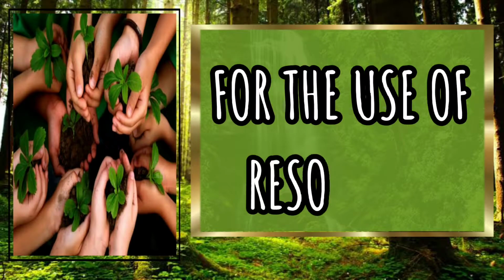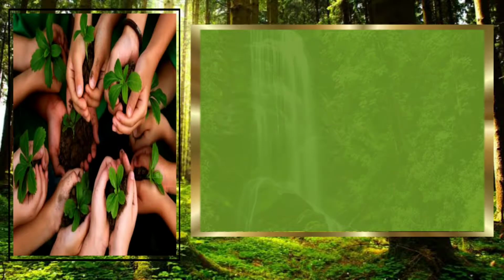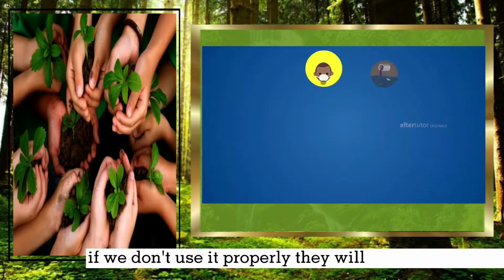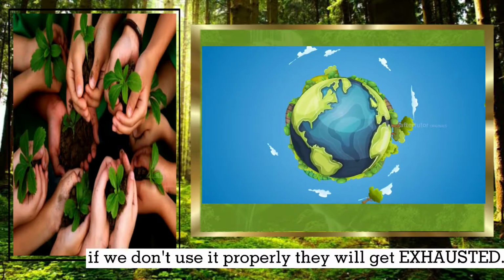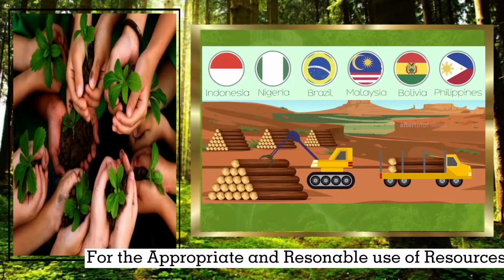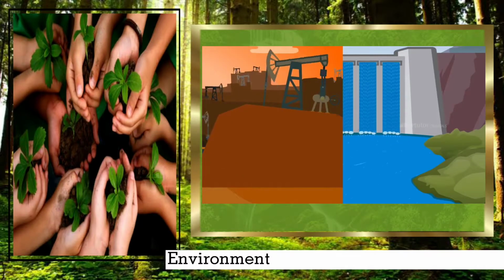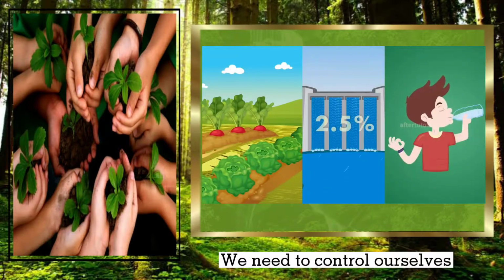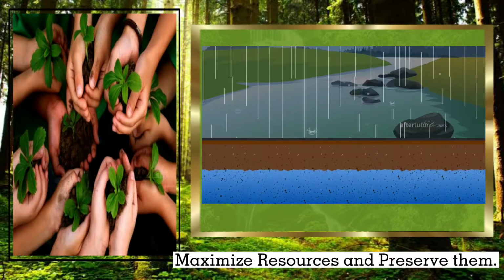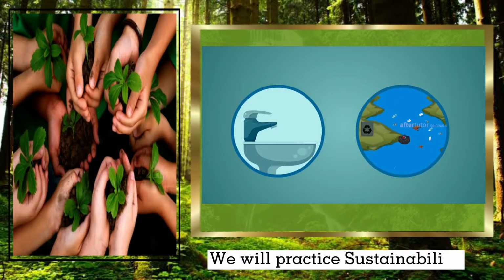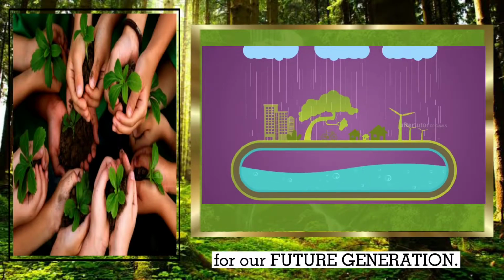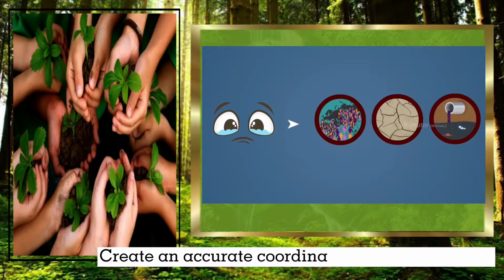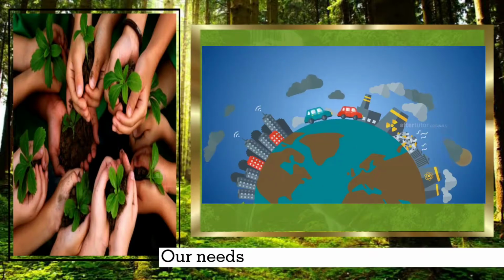The first is for the use of resources. So we all know that our resources are only limited, and if we don't use them properly, they will get exhausted very soon. So for the appropriate and reasonable use of resources, environmental management is necessary. We need to control ourselves, maximize resources and preserve them so that we will practice sustainability for our future generation. And also, it is our basic responsibility to create an accurate coordination and equilibrium between our needs and procedure for our environment.